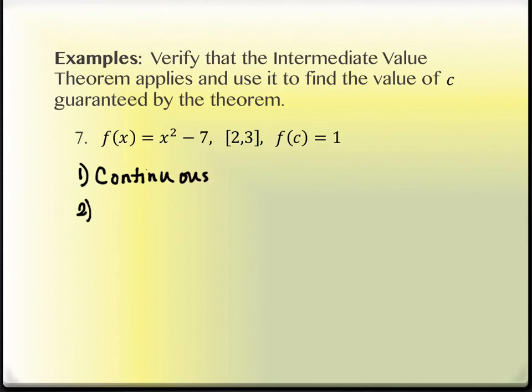Condition number 2 is that we have to verify that f of b does not match f of a, or f of a does not match f of b. And then the third thing is that we have to verify that this k value is between them. And it might be like that, or it might be that f of a is the smaller one and f of b is the bigger one. I didn't say that right. The f of a is the bigger one and f of b is the smaller one. But these are the three things we have to verify every single time.